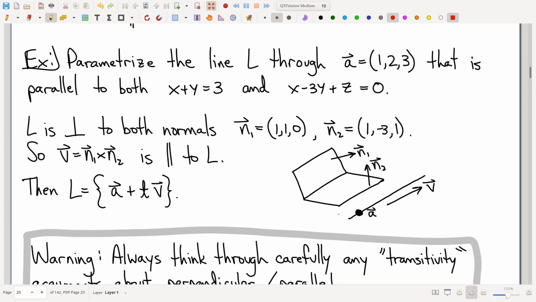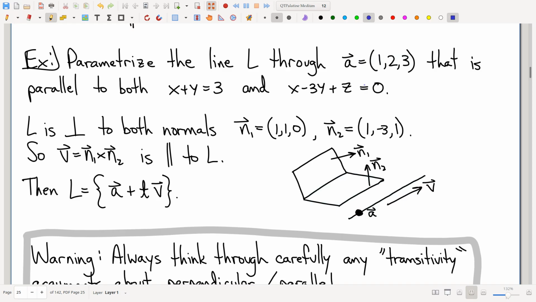Here's another little puzzle, and suppose I am given a line. Let's see here. All I know about the line is it goes through a given point, and I know that it's parallel to that plane, and it's also parallel to that plane. All right, so here's sort of the picture representing my setup.